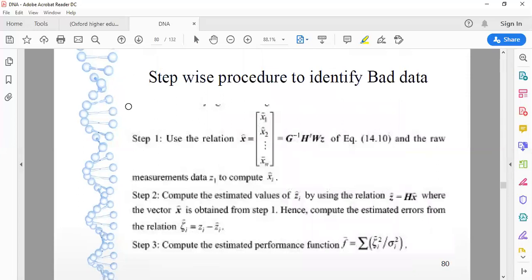So the procedure to identify bad data is, first we have to calculate the value of x, which is nothing but our state variables, by using the first formula which we have discussed, that is G inverse H transpose W into Z. After computing x, we can easily determine the value of zeta, that is the error, by using Z measured minus Z calculated, or true value Hx. Then we will get zeta i for each instrument we have to measure, followed by determining the estimated performance index function using sigma i equals 1 to m, zeta i square divided by sigma i square.